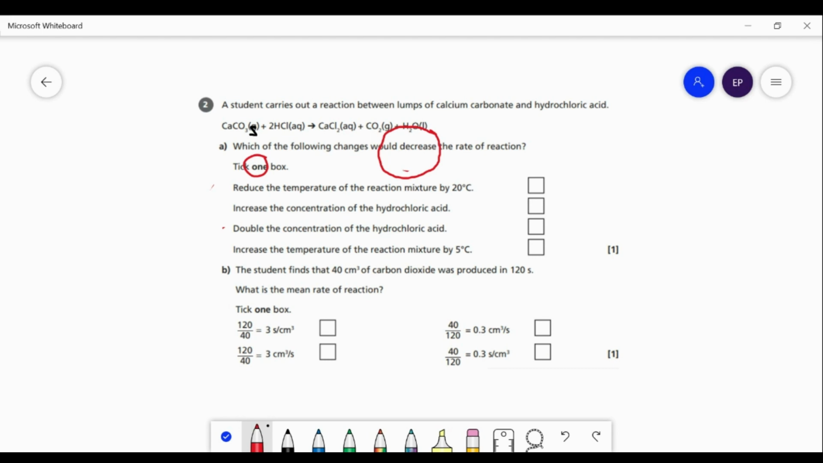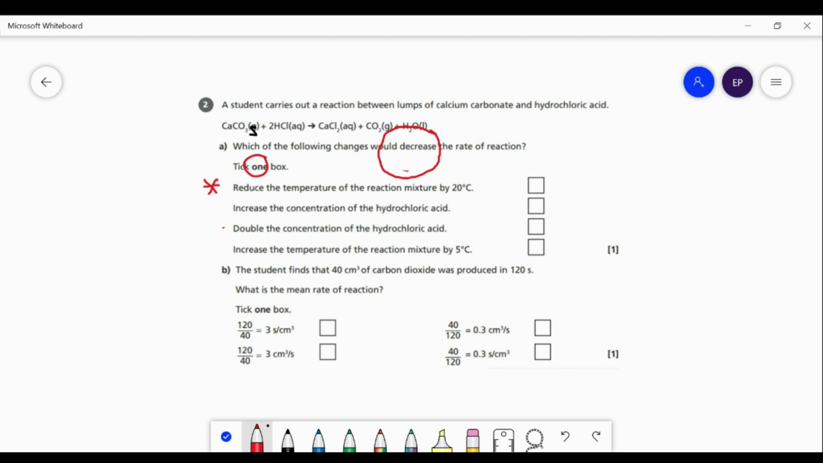So reduce the temperature of the reaction by 20 degrees Celsius. If we decrease the temperature, then the particles will be moving more slowly. They're going to collide less often. And when they do collide, less of the collisions will have the activation energy. So we would expect that to decrease the rate of reaction. So that's looking like quite a good answer. But let's check out the others and see what other options are there.